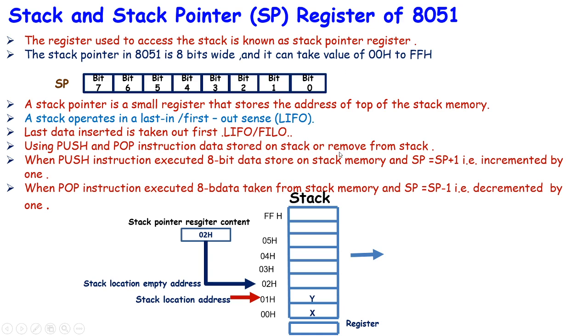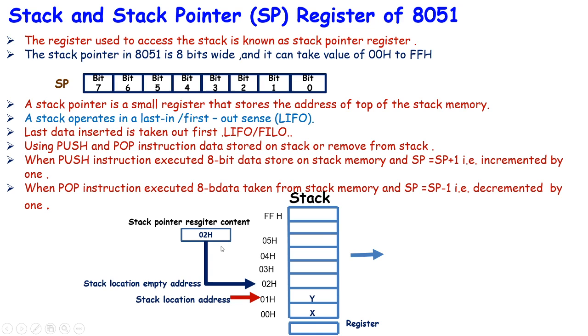Suppose we have to store data on the stack, the push instruction is used. To take data from the stack, the pop instruction is used. When the push instruction is executed, 8-bit data is stored on stack memory and SP is incremented by 1, SP = SP + 1. When the pop instruction is executed, 8-bit data is removed from stack memory and SP is decremented by 1, SP = SP - 1.